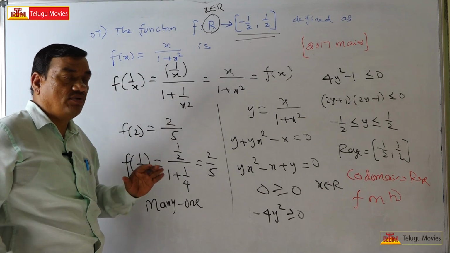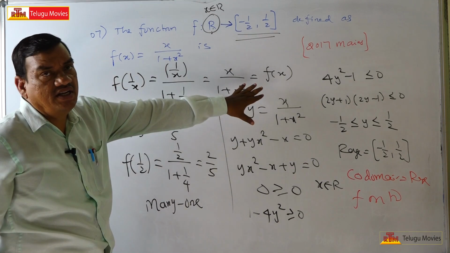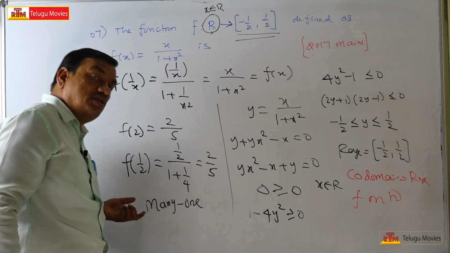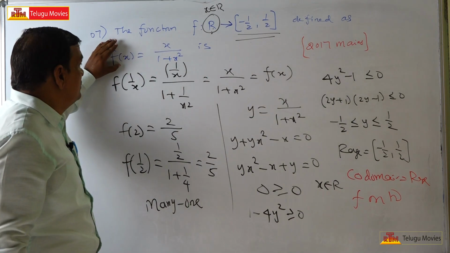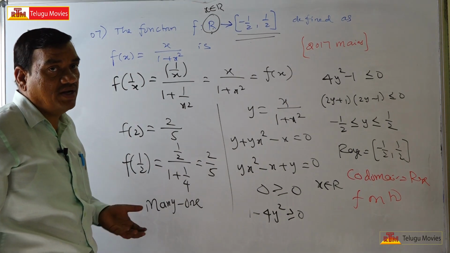Just by observation, if x is there and 1 by x, the same you are getting f of x. That means for x the image is the same, and for 1 by x is also the same. It is not a one-one function. From this we can get one definition: if f of x is equal to f of 1 by x, that is not a one-one function, it is a many-one function.